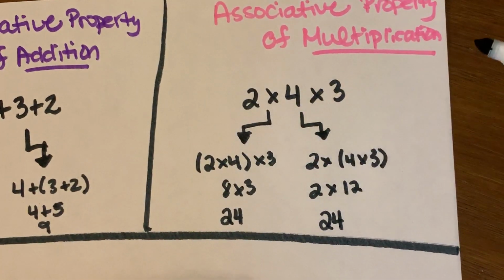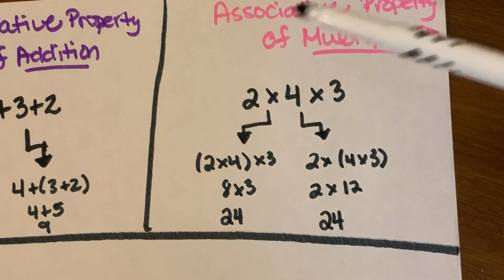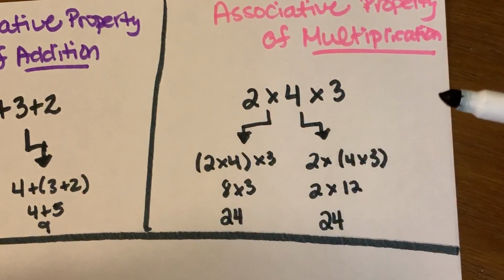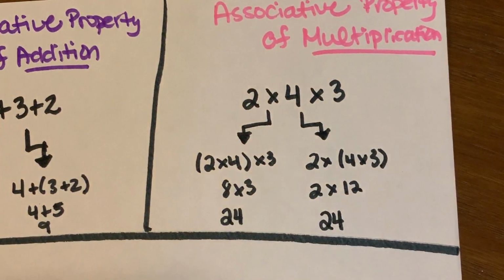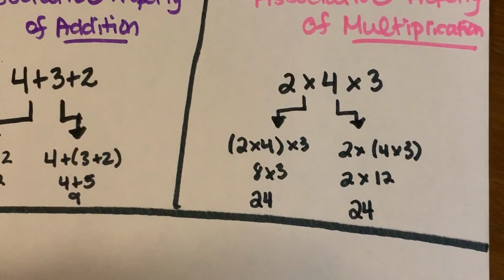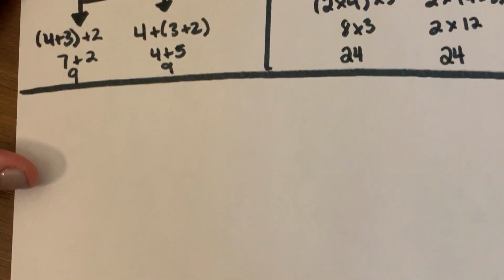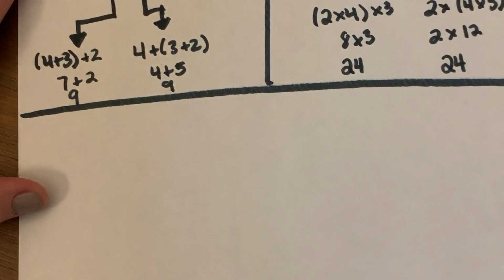So as you can see here, it didn't matter what order I multiplied the numbers in. And this goes for if I had 3 numbers or 2 numbers, no matter how I grouped them, I'd still get the same answer. So we're going to go ahead and try this problem.